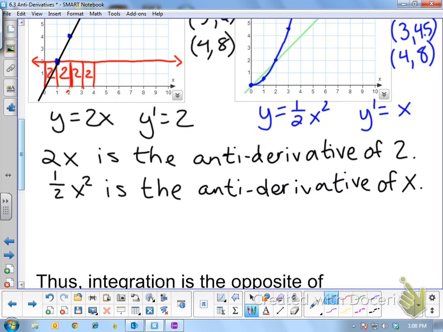So I could have stated this another way. I could have said, take the integral of x, and what would we say? Here's our new notation. This is saying take the antiderivative. So if I said take the antiderivative of x, what did we find that to be? 1/2 x squared. We did that graphically.